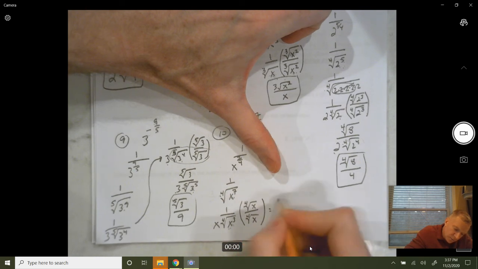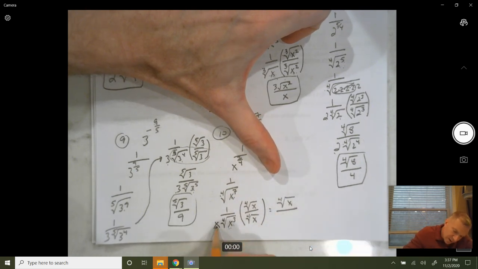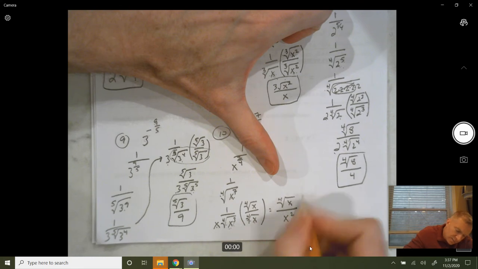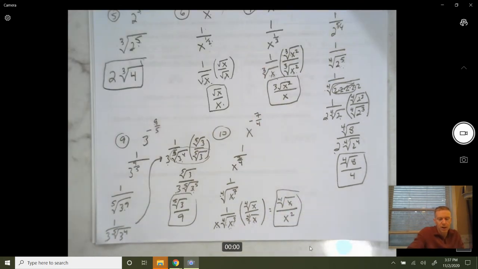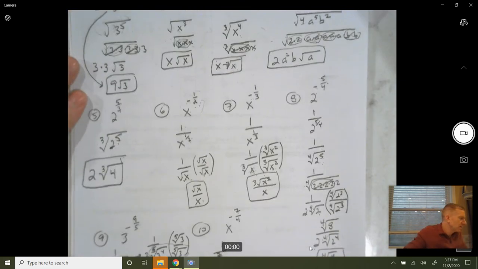And I'm left with 4th root of x on the top. I've got this x, and now combining these, I've got the 4th root of x cubed. That gives me another x, and I've got an x squared. Okay? All right. So that's just an aside. That comes up here and there.